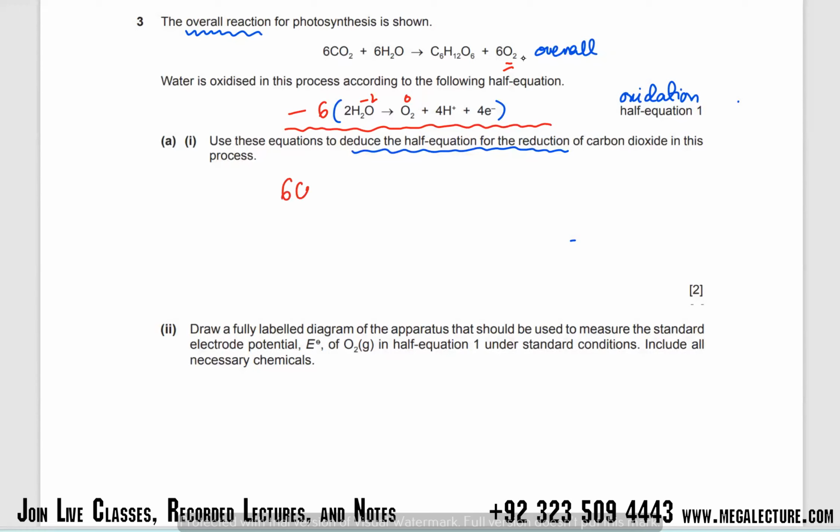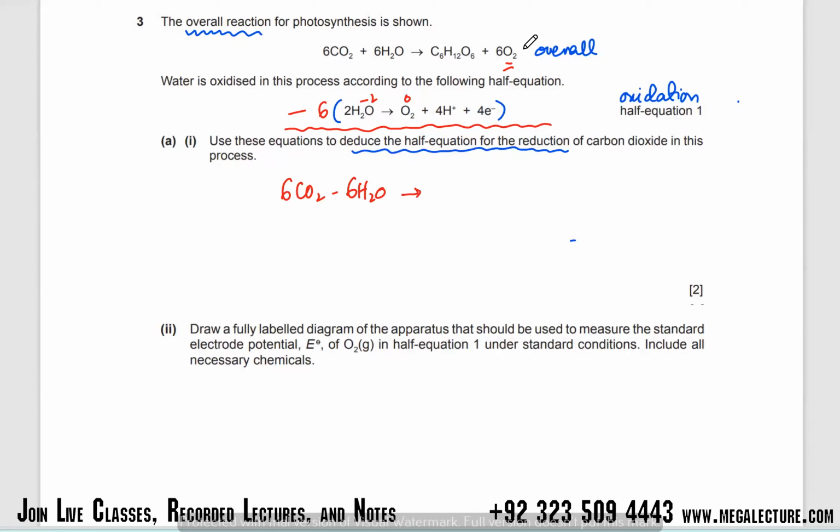On the left-hand side I have 6 CO2. So overall minus oxidation: 6 H2O minus 12 H2O gives me minus 6 H2O. I had 6 H2Os in the overall equation and 12 H2Os in the oxidation equation, so I'm going to get minus 6 H2Os.